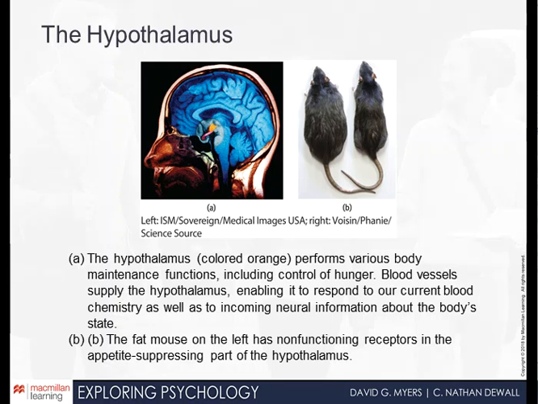The slide next to it with the two rats is very interesting here. We have the fat mouse on the left. It has non-functioning receptors in the appetite suppressing part of the hypothalamus. So it does not get the messages, okay, to stop eating, that I'm already full. So they keep eating and eating and eating, as opposed to the rat on the right, whose hypothalamus we'll assume is functioning quite well. It eats, it fills itself, it stops. But the one on the left can't because it's not getting the right messages. And so again, we see this particular brain structure has a significant role in having an impact on our eating behavior and our hunger.